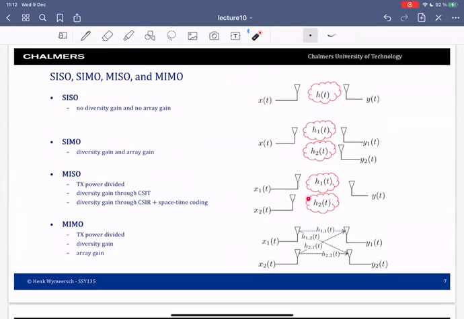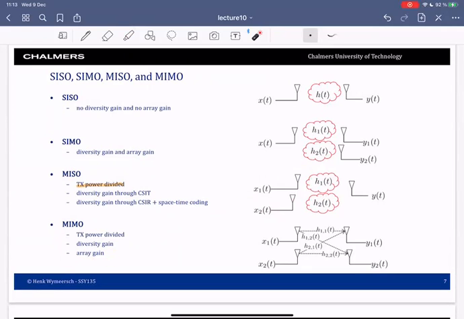Next, there is MISO with multiple input, single output, so multiple transmit antennas and a single receive antenna. Important here is that typically the power is divided among the transmit antennas. So when we put more transmit antennas, we'll have reduced power per transmit antenna. So that means we don't have any array gain, but we can still have diversity gain, either by having channel state information at the transmitter or by having channel state information at the receiver and using something called space-time coding, which we do not cover in this course.